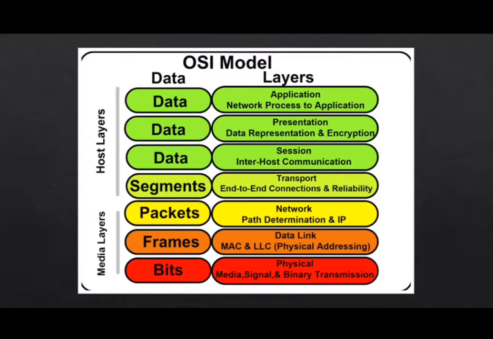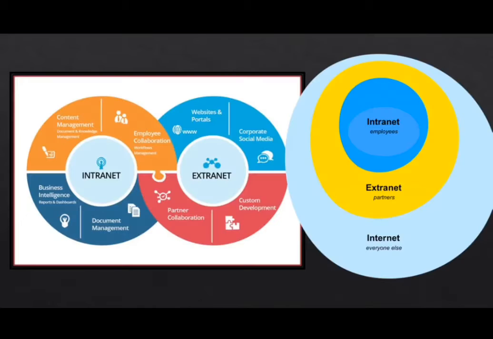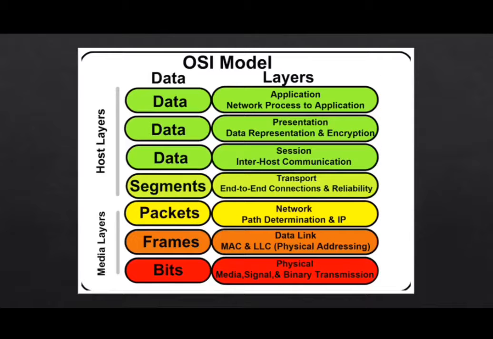The last layer is the application layer. The application layer is used by end-user software such as web browsers and email clients. This layer is a human-computer interaction layer where applications can access the network services, and that's all the layers of the OSI model.